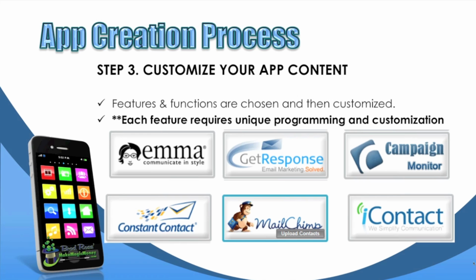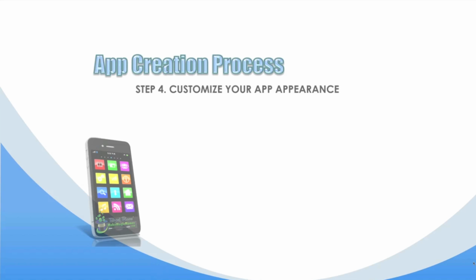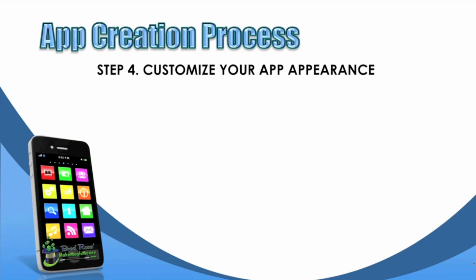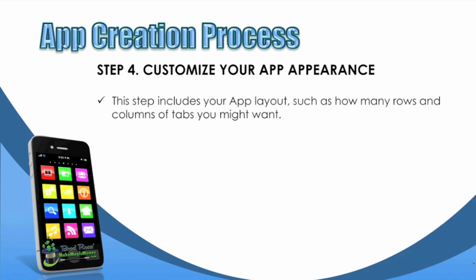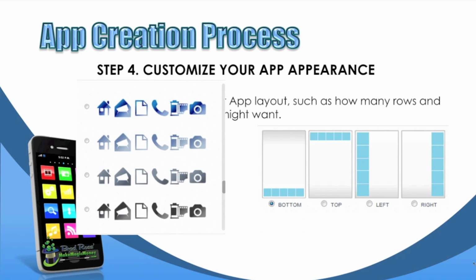Awesome. That sounds great. And in step number 4, when we met, it's time to customize the actual app appearance. This step includes your app layout, such as how many rows and columns of tabs you might want to have on your app. Yeah, that's right. So this step includes app button appearance. This is where I'll customize the tab background, tab color, tab text, as well as any icon colors. Third, I'll also customize any header that you might want in your app.